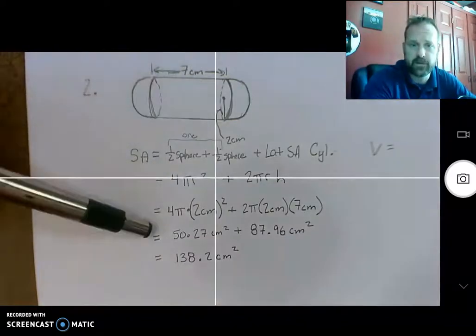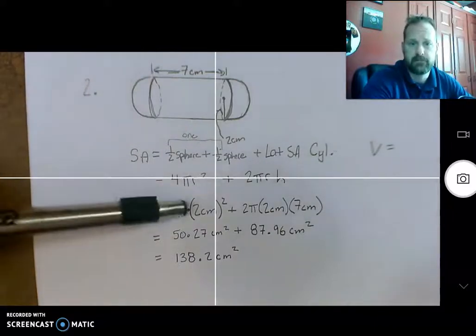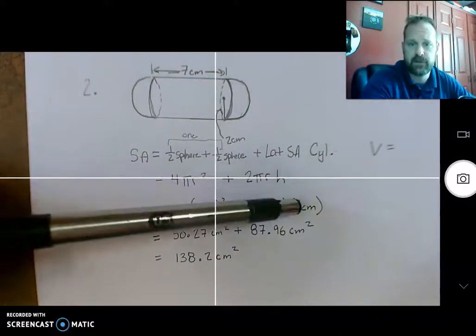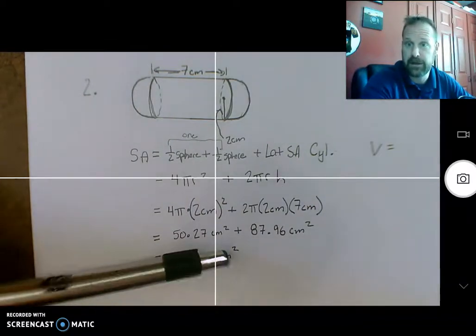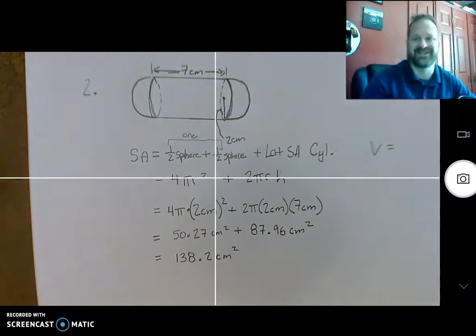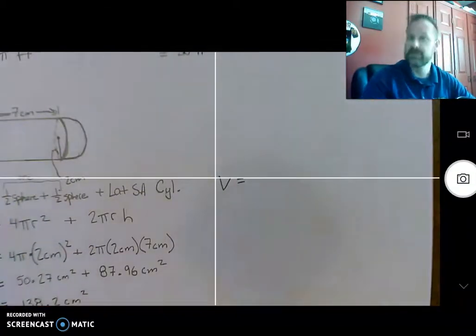Okay, so there's the work there. Putting in the parts, radius is 2, height is 7, plug and chug. We have 138.2 centimeters squared. Don't tell anybody. Alright, let's move on to volume. Okay, set up first.